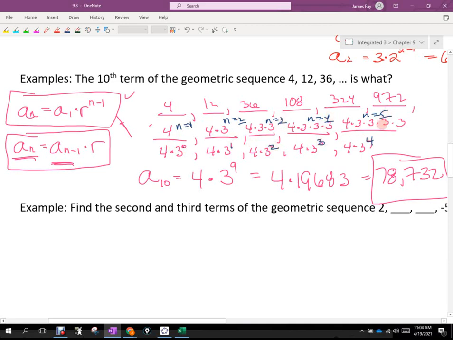It's always what? It's always 1. This one's always 1 higher, right? So then the rule is that the exponent is always 1 less than the position. So if I'm out to position 10, then the exponent better be 9, right? Does that kind of make sense? And that's how we get that a sub 1 times r to the n minus 1 rule, by looking at that pattern.